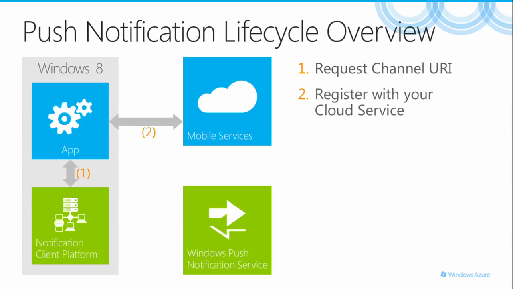It's just a simple WinRT API. Once we get that channel, we pass it off to our cloud service, in this case, our mobile service. It could be a web API if you're working with web API on-prem or on some other host. But your service typically needs to know that channel and who that channel is for, such that it can make informed decisions as to when to push to that particular user.